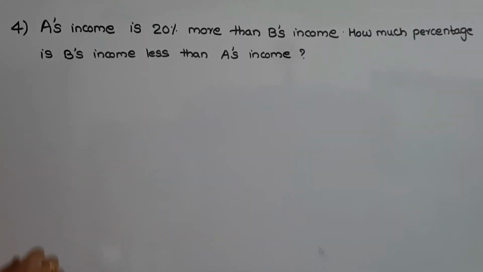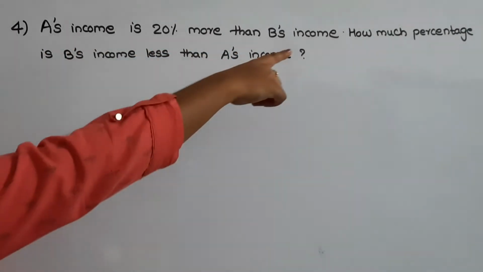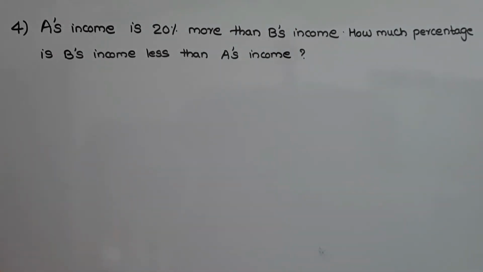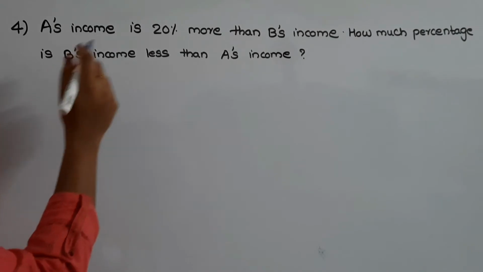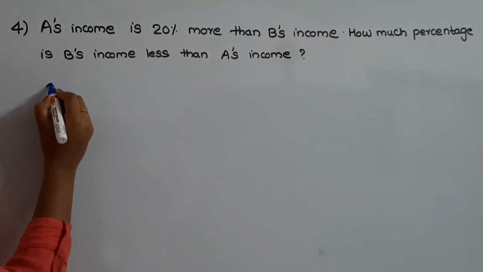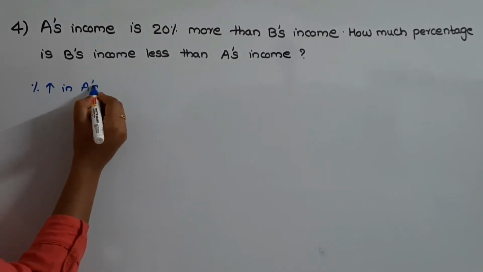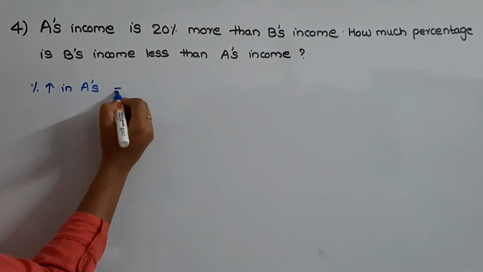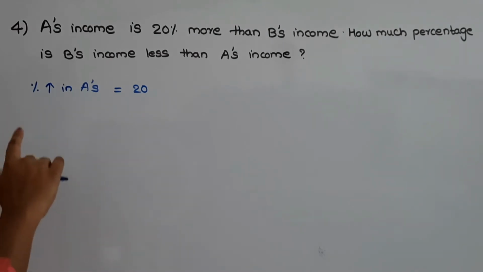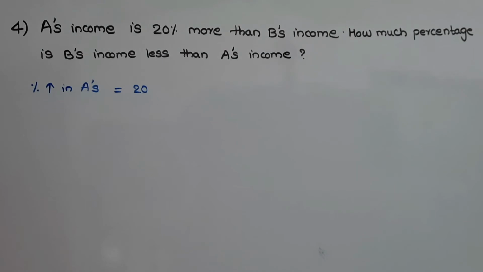Okay. The next question is, A's income is 20% more than B's income. How much percentage is B's income less than A's income? Okay. So, in this question, they are telling that A's income is 20% more than B's income. Okay. So, in the question, percentage increase in A's income than B's income is given as 20.